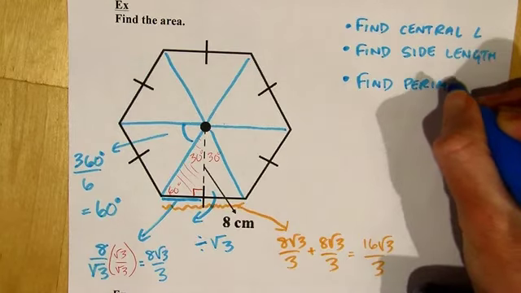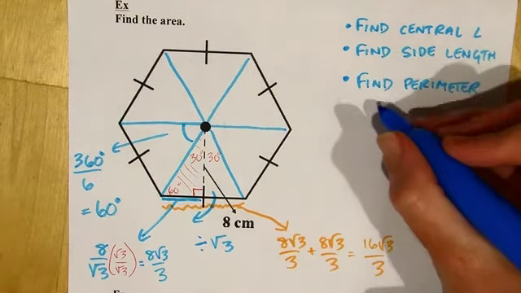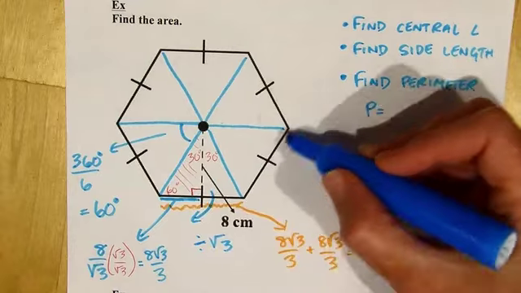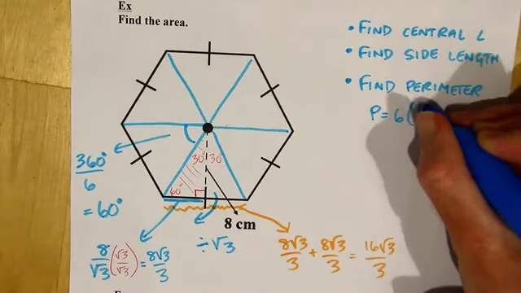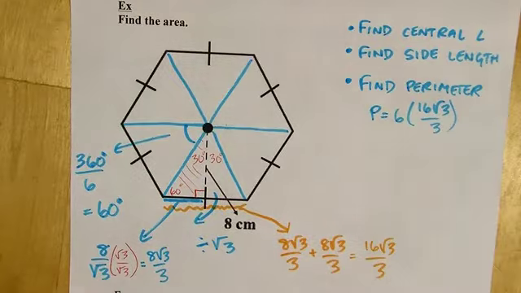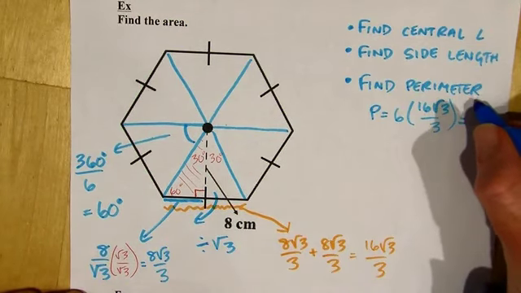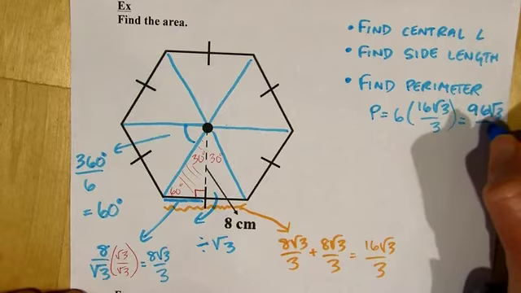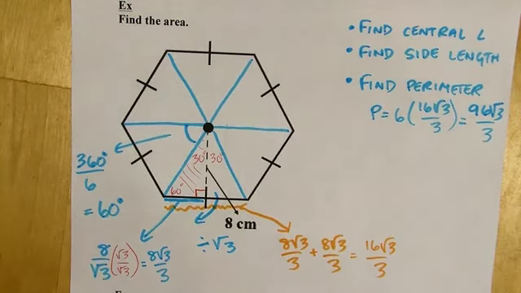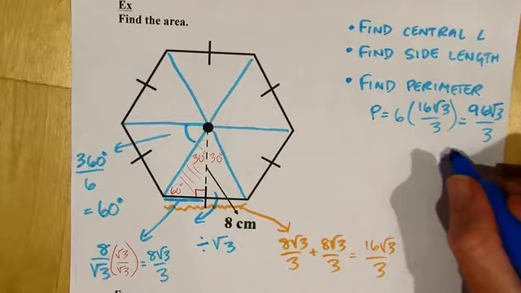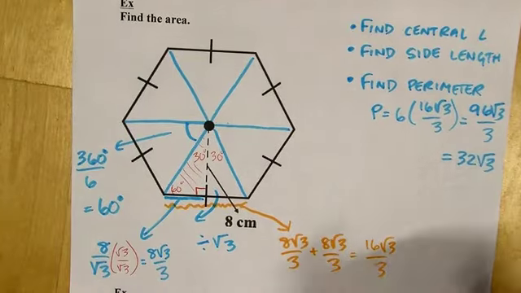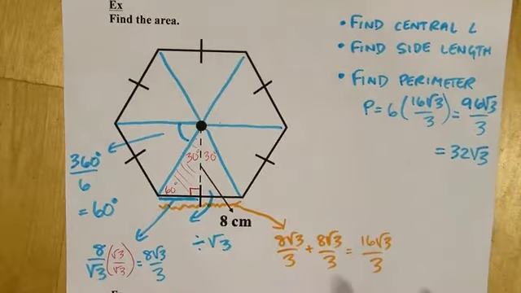So the perimeter, well, my perimeter, I'm going to have 6 sides. They're all 16 root 3 over 3. So I'm just thinking 16 times 6, let's see, that's 60 and 36, 96. So this is going to be 96 root 3 over 3. Okay, and I can reduce that. That would be 32 root 3. Okay, and now I have everything I need to find the area.